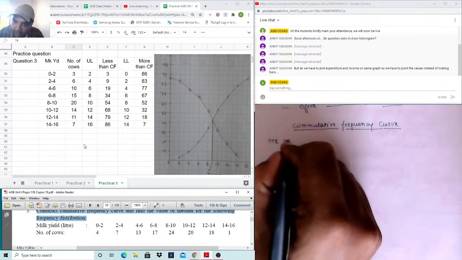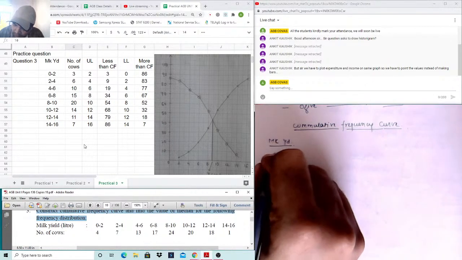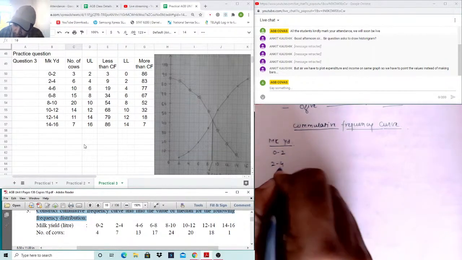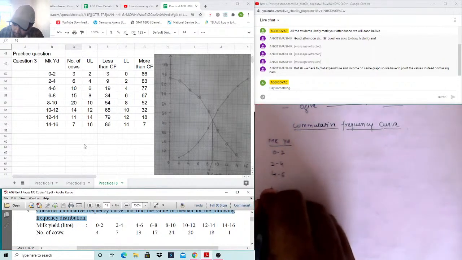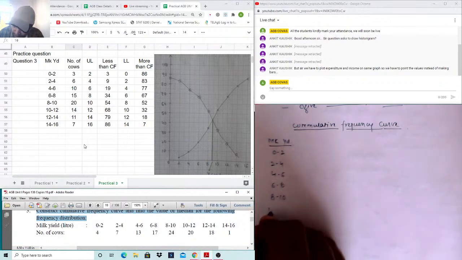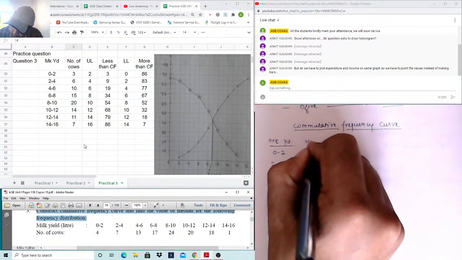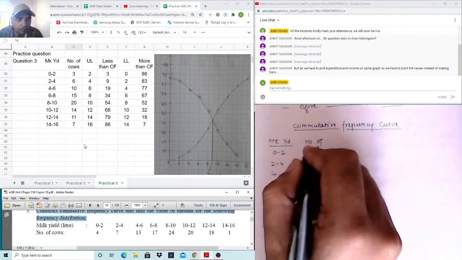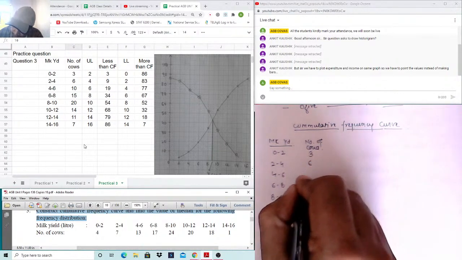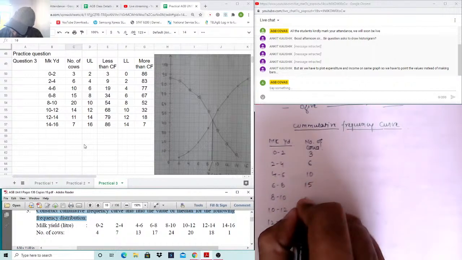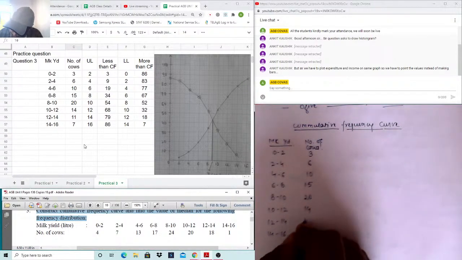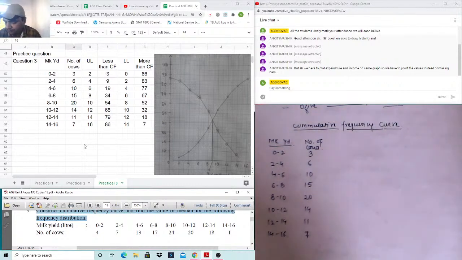The milk yield class intervals are 0 to 2, then 2 to 4, 4 to 6, 6 to 8, then 8 to 10, then 10 to 12, then 12 to 14, and 14 to 16. Now the number of counts available with us is the frequency. The frequencies are 3, then 6, then 10, 15, 20, 14, 7, and 12.